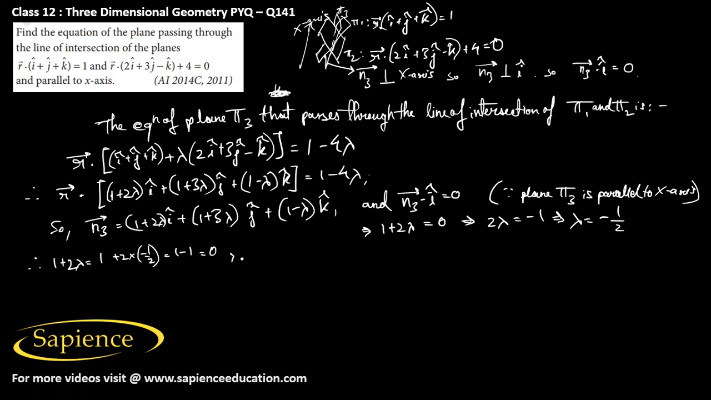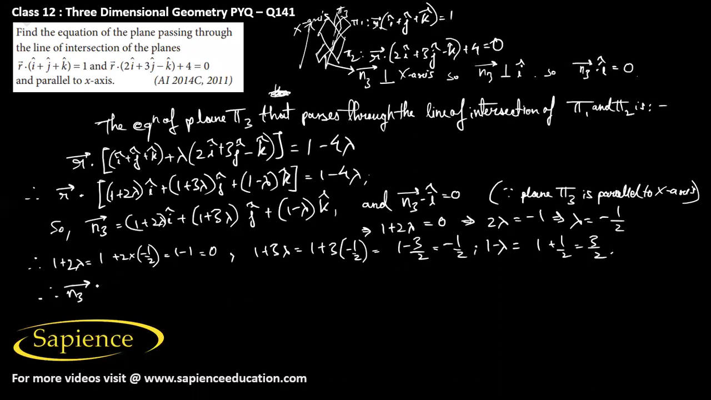And then 1 plus 3 lambda will be 1 plus 3 into minus 1 by 2. So that is 1 minus 3 by 2, which is minus 1 by 2. And then the value of 1 minus lambda will be equal to 1 plus 1 by 2, that is equal to 3 by 2. So therefore, n3 vector is equal to 0 i cap minus 1 by 2 j cap plus 3 by 2 k cap.